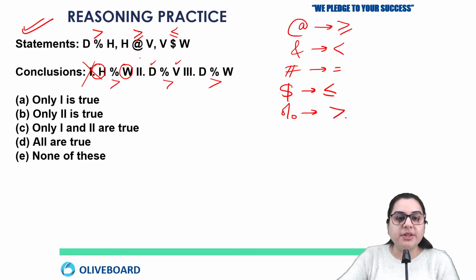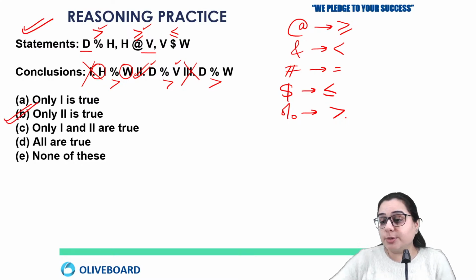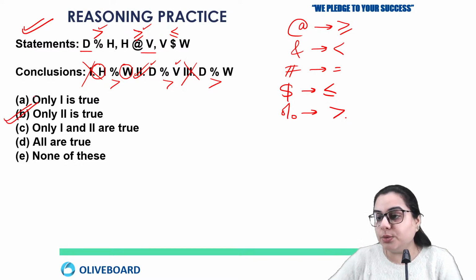Second one is between D and V. If I check between D and V, I am going to take common of both the signs because both the signs have same direction. So common of both will be greater, which is greater towards D. So second one is correct. Now third one is about D and W. Between D and W, there is a relation of opposite sign. That means there are three possibilities. So third one is also wrong. So the correct one is only second conclusion, which means your correct answer is option number B. That is only 2 is true.